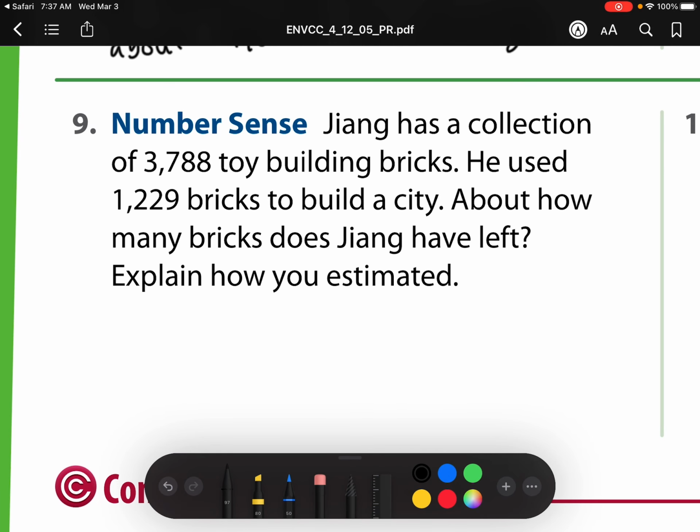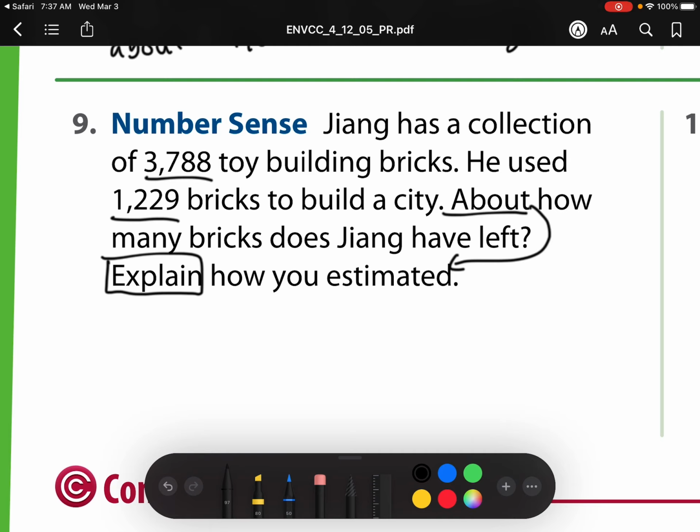Jiang has a collection of 3,788 toy building bricks. He used 1,229 bricks to build a city. About how many bricks does Jiang have left? Explain how you estimate it. So again, we have our keyword of explain. And we have our keyword of about, which if we forgot is telling us right here, is estimate. So we don't want the exact answer. So let's look for some friendly numbers.